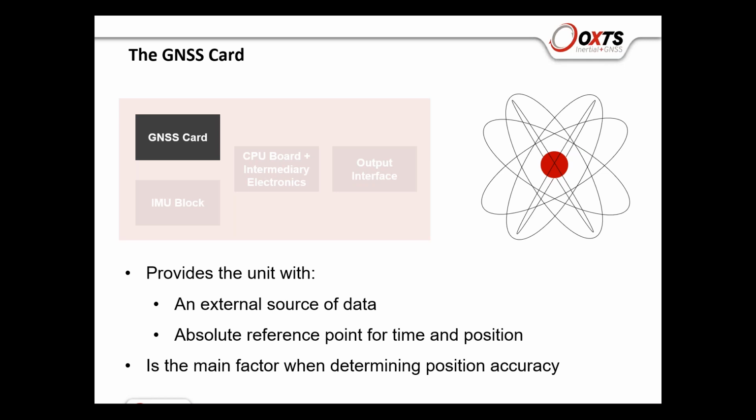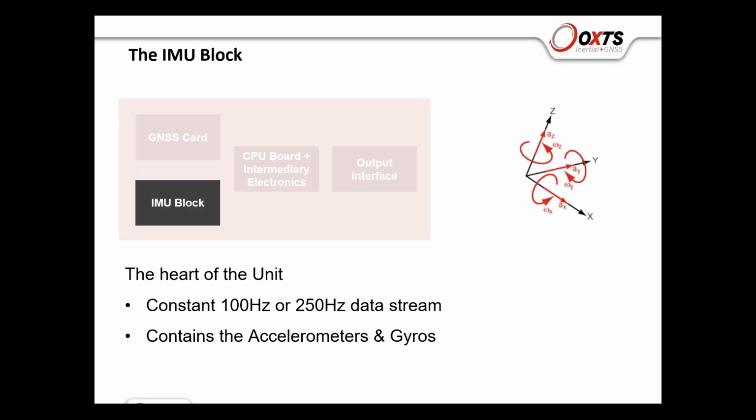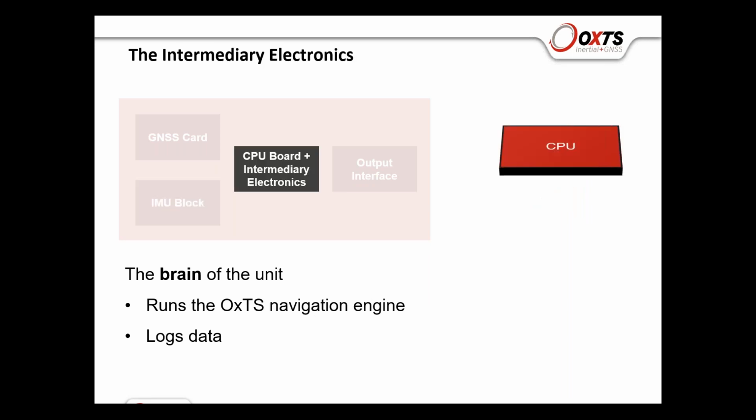First of all, the GNSS card. This provides the unit with an external source of data and is the absolute reference point for both time and position. It's also the main factor when determining positional accuracy. The IMU block is the heart of the unit and provides a constant 100 Hz or 250 Hz data stream. The IMU contains the accelerometers and the gyroscopes. The CPU board and intermediary electronics, this is the brains of the unit. It's what runs the OxTS navigation engine, and it's what logs the data.